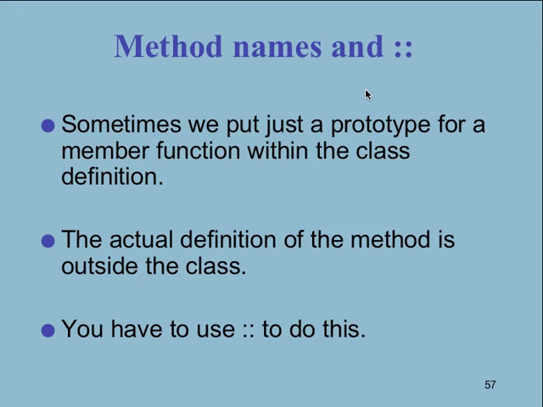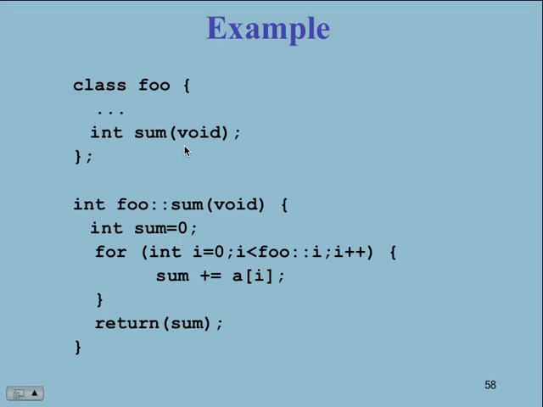Method names are done the same way, so sometimes you can put a prototype for a member function within a class definition, and then outside of the class definition you can add the specification for it, and you use the scope resolution operator to specify which method you're actually implementing. So here we have an example of that, where we have class foo, and inside class foo we have this integer sum, and this is in a .h file. And then out here in the .cpp file, we write int foo::sum, scope resolution to say this is the function that we want to implement inside of this class. We're going to implement this function. I should really call it a method, but that's what we're looking at.